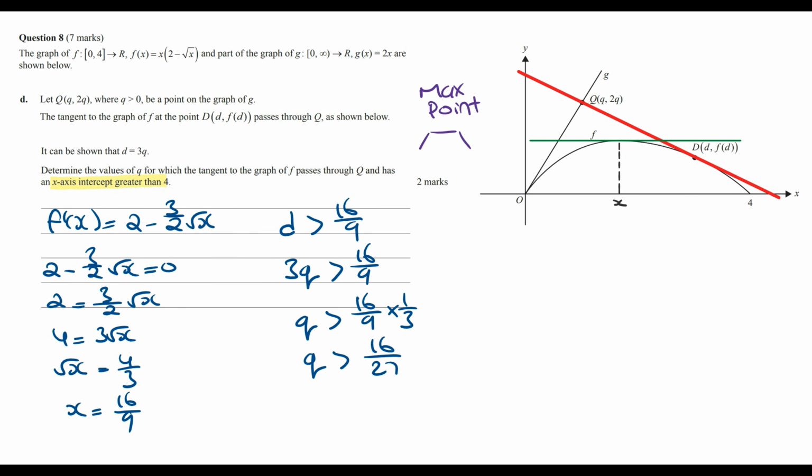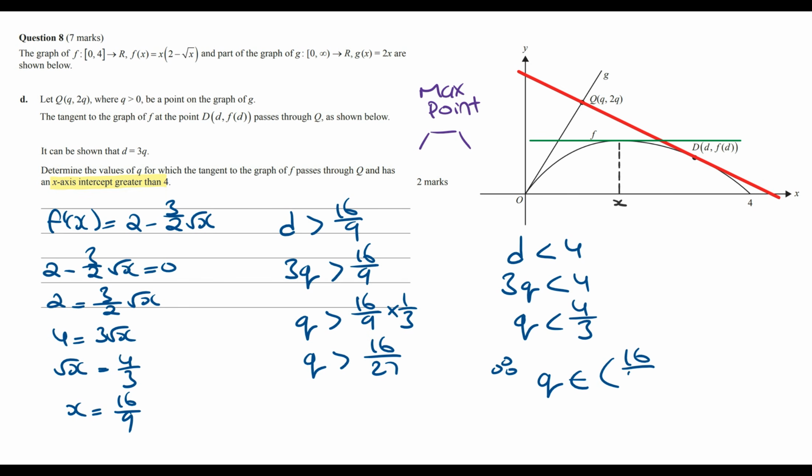Now you need to be careful here, as the domain of f of x is from 0 to 4. And because the graph is not continuous after the point x is equal to 4, the gradient, which is also the slope of the tangent line, will not be defined at x is equal to 4. And so this means that the point D must also be less than 4. And so the coordinate small d is going to be less than 4. And so 3q has to be less than 4. Solving for q, this is going to be less than 4 on 3. And so therefore, the values of q are going to be from 16 on 27 to 4 on 3.